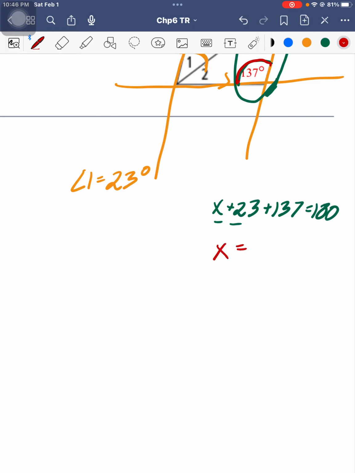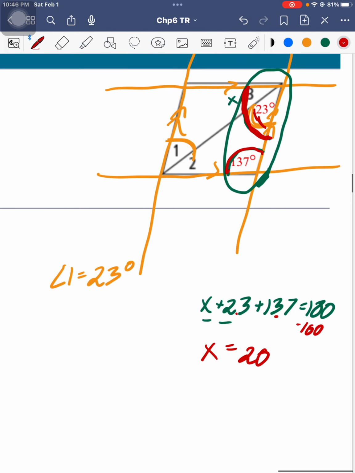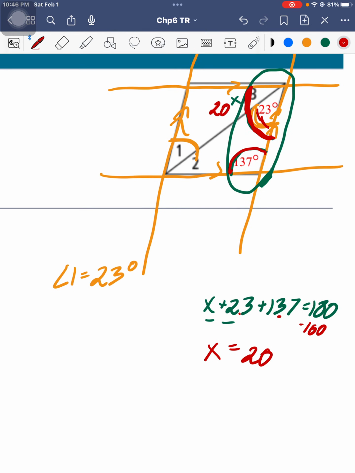So 23 plus 137 is 160. And then 180 minus 160 is 20. So that means x is 20, and x is also equal to this 3 over here, then that means 2 also has to be 20 as well. So I have 23, 20, and 20. 2 and 3.